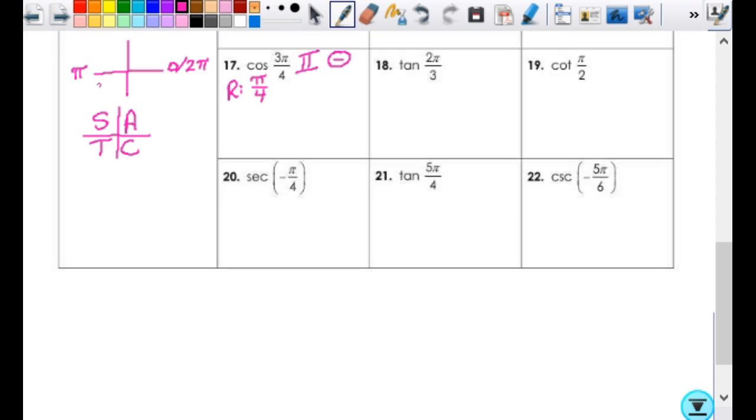So then I have to figure out what is the cosine of pi fourths. All right, well, we use the hand trick. This is pi fourths, right? These are cosine. This is sine. What's the cosine of pi fourths?